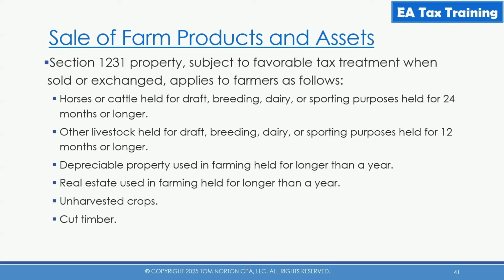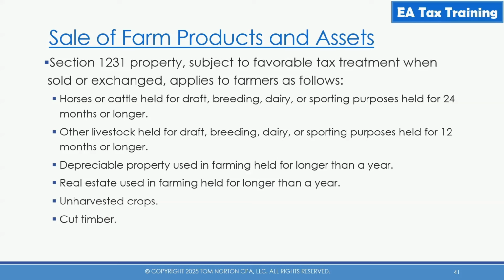So horses or cattle that are held for draft, breeding, dairy, or sporting purposes have to be held for 24 months or longer in order to get this special Section 1231 treatment. Other livestock, other than horses and cattle, that are held for draft, breeding, dairy, or sporting purposes have to be held for 12 months or longer. Depreciable property used in farming has to be held for longer than a year. That's just like every other business. And real estate used in farming has to be held for longer than a year, just like every other business.